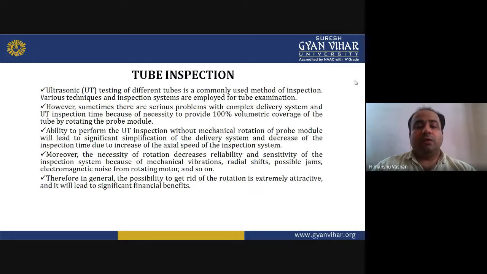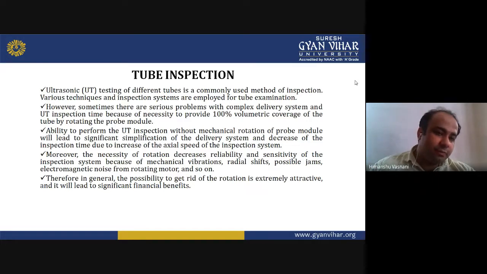So now we go with the tube inspection part. Ultrasonic testing of different tubes is a commonly used method of inspection. Various techniques and inspection systems are employed for tube examination. However, sometimes there are serious problems with complex delivery systems and ultrasonic inspection time, because of the necessity to provide 100% volumetric coverage of the tube by rotating the probe module.